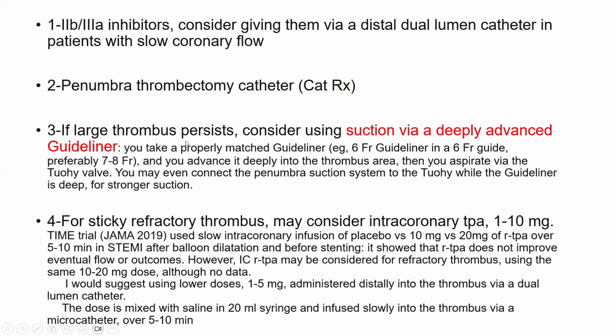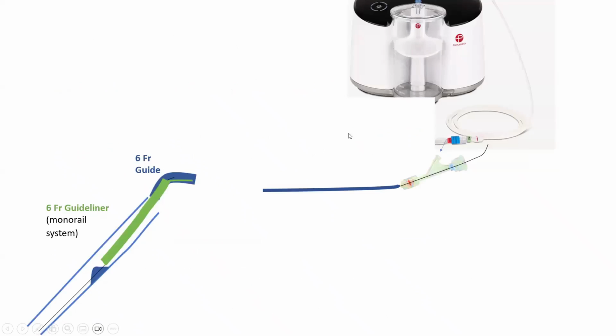So the third technique is this, and that's a very important technique: suctioning via a deeply advanced guide liner. So what you do, you advance a guide liner deep in the vessel, close to the thrombus location. That guide liner is wedging the guiding catheter. Then at the back, via the Y connector that's connected to the guiding catheter, you connect the Penumbra suction system, not the Penumbra catheter, the Penumbra suction system.